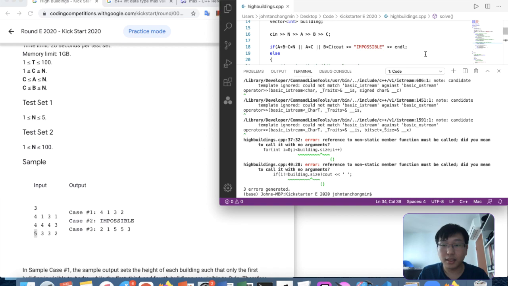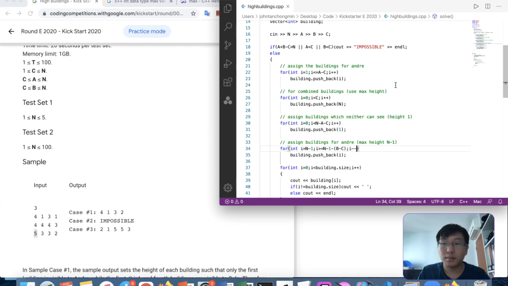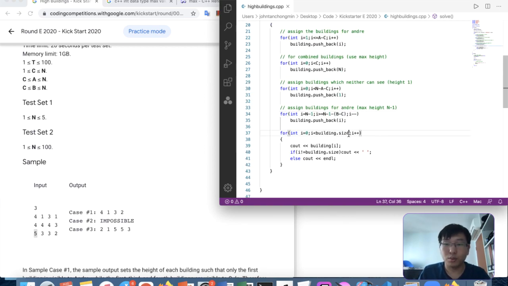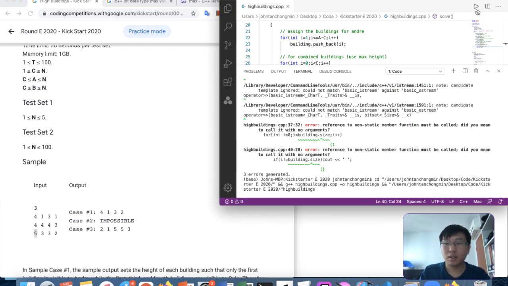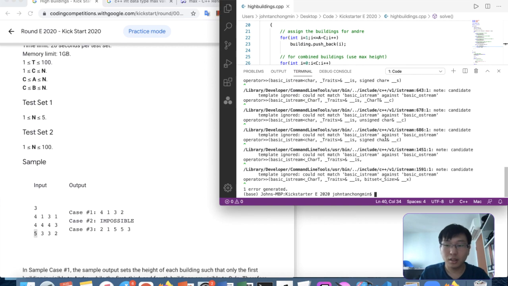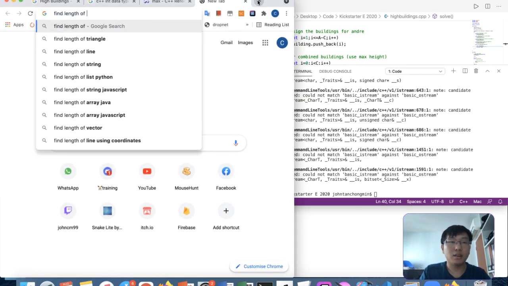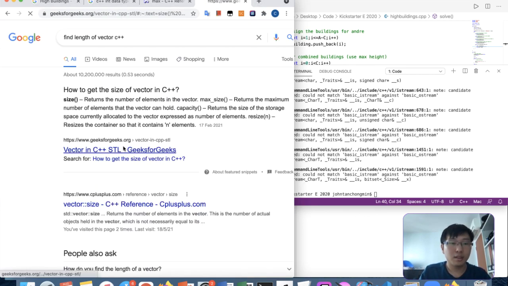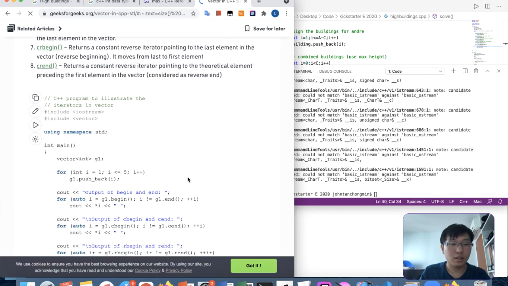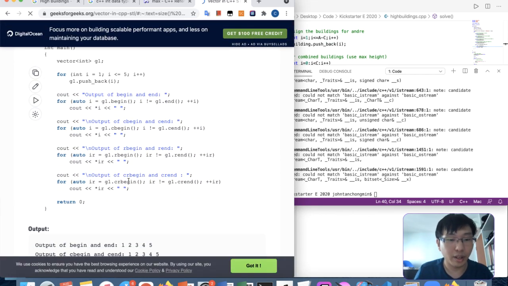Oh, building dot size. I guess we need to do this. Find length of vector. Dot size, right? If I remember correctly.